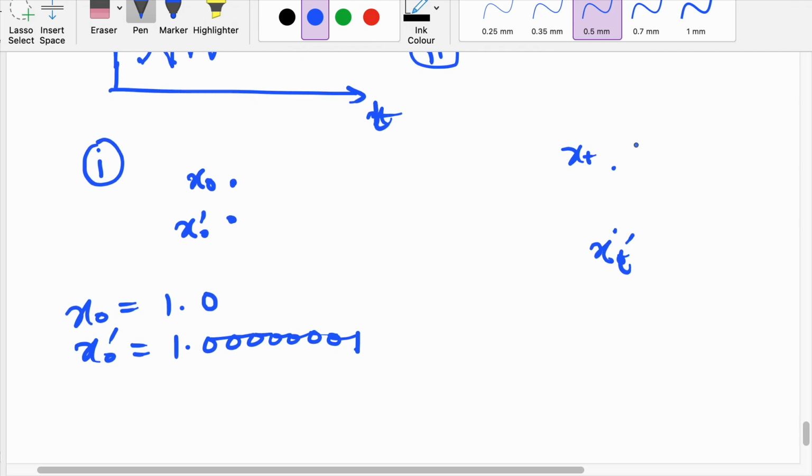Now what chaos means is that although these two points start very close to each other, after some point of time they will become far apart from each other. The distance between xt and xt prime will become larger, and as time increases this difference will increase in an exponential manner. But this is sensitivity to the initial conditions.